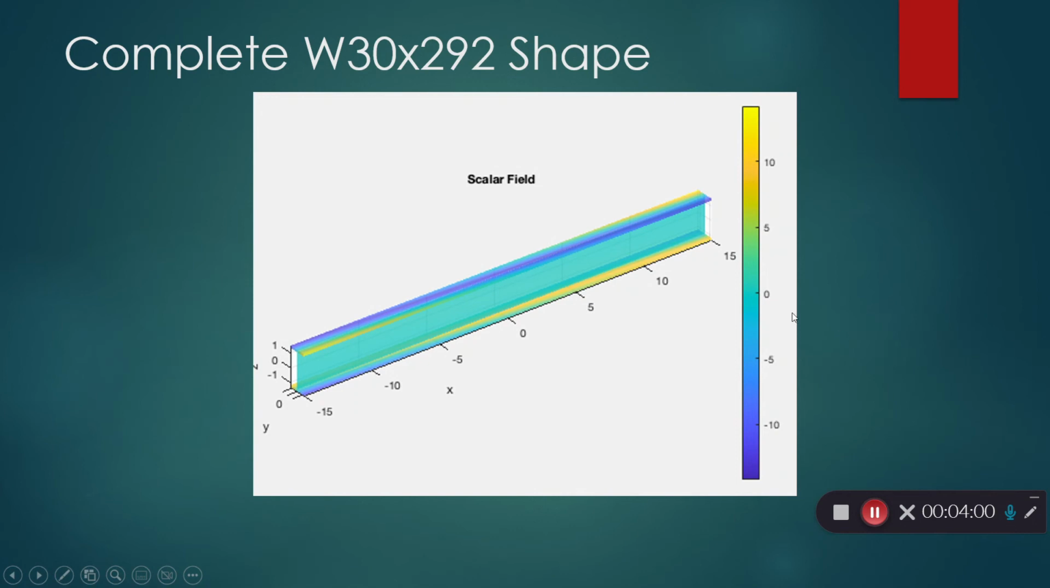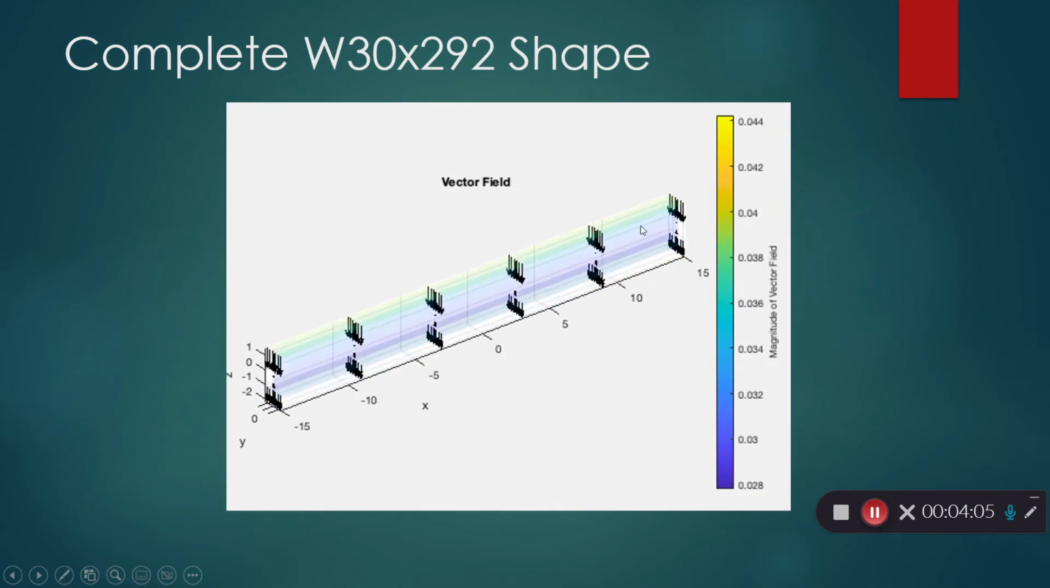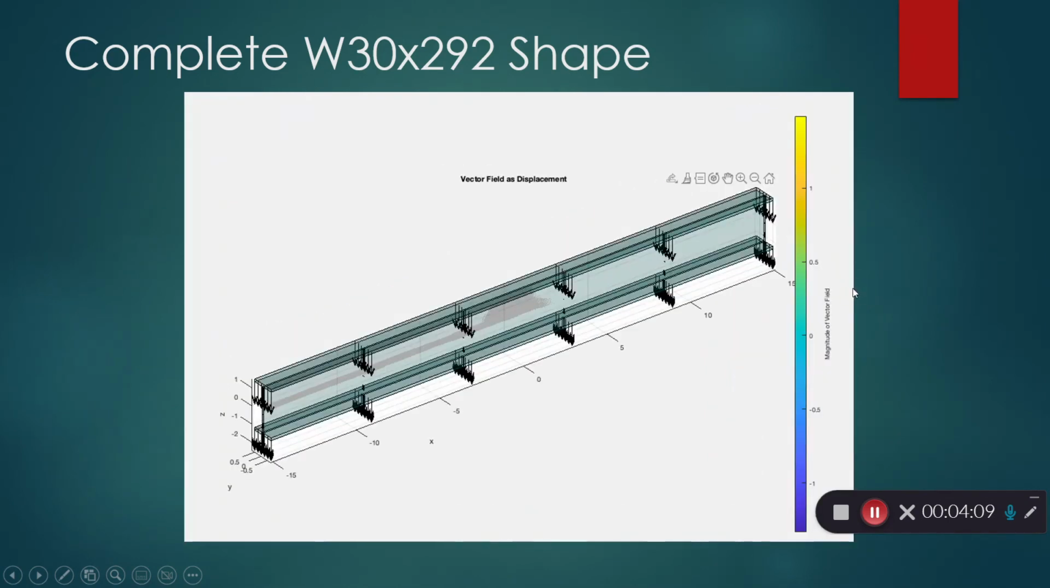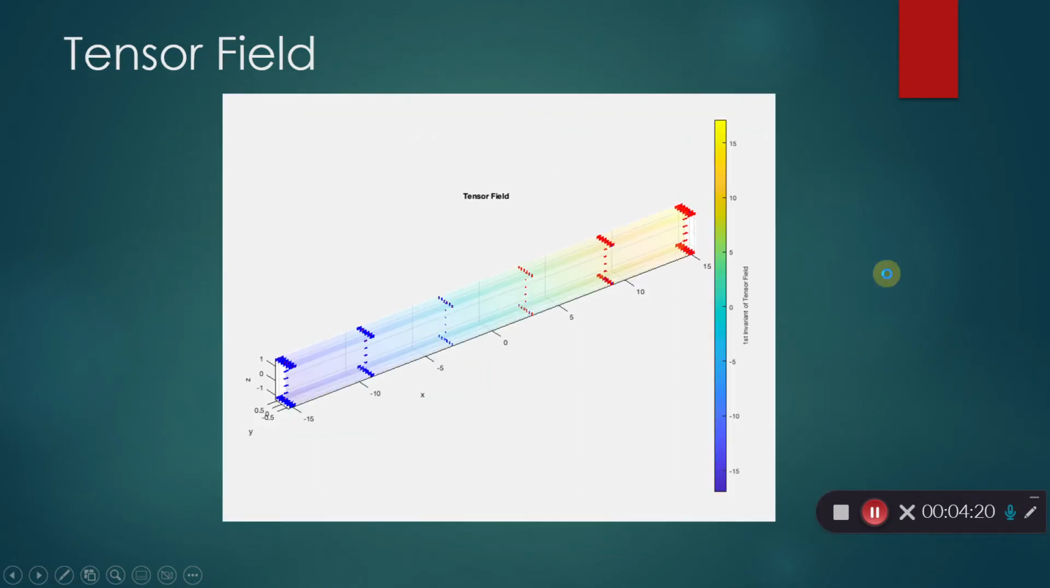So here's the scalar field for the entire beam, and then the vector field, and as you can see, all those vectors are pointing down to show downward deflection. And then here's the actual deflection. It's very slight because of that 0.02, but it is deflecting down just a little bit. The whole beam is being moved down by that value. And then here is my tensor field, which is equal on each side.